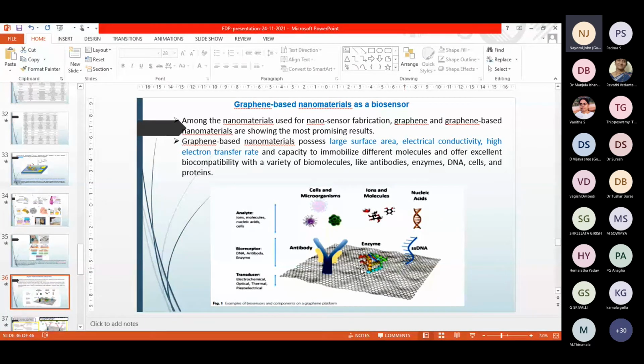So all these molecules are the bioreceptors, or biological recognition elements, which will be used to recognize either whole cells, microorganisms, ions, molecules, and even nucleic acids. If you use an aptamer of single-stranded DNA, you can use that for the detection of nucleic acids in the sample. And the transducer material is made up of graphene. And what are the types? As we have seen in the classification: electrochemical, optical, thermal, and piezoelectric.